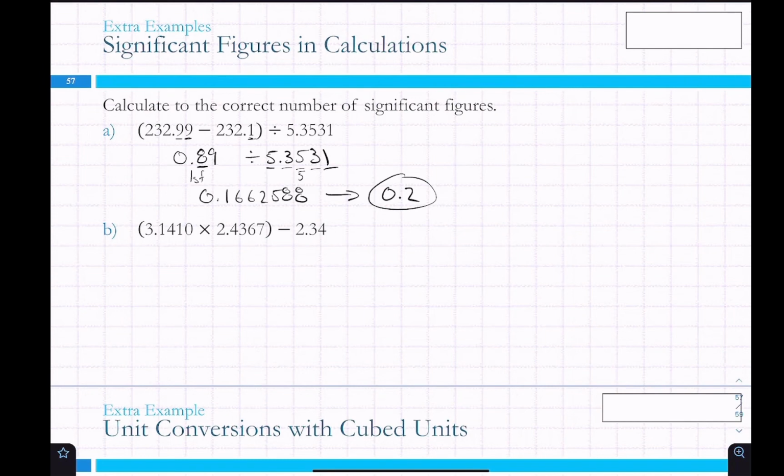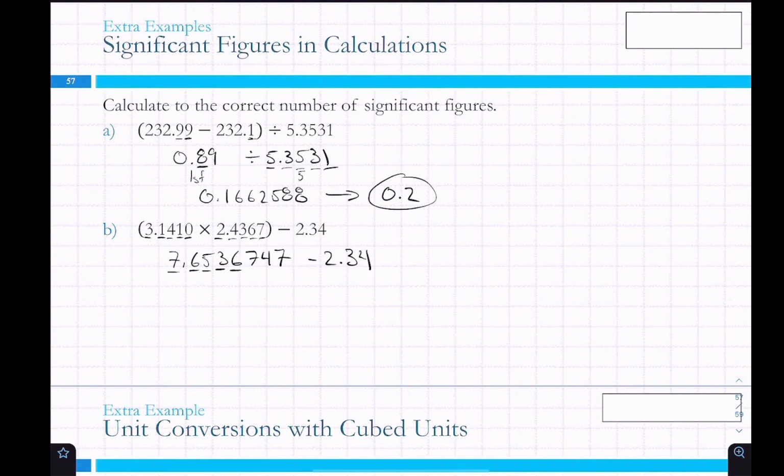If we take a look at this next one, again, we want to follow the order of operations. And since we're starting with a multiplication, we're going to count: 1, 2, 3, 4, 5, 1, 2, 3, 4, 5. Those both have 5 sig figs. So 3.1410 times 2.4367. And that's going to be 7.653647. But we're only keeping 5 of those. So it's 1, 2, 3, 4, 5. Those are the sig figs that we're keeping.